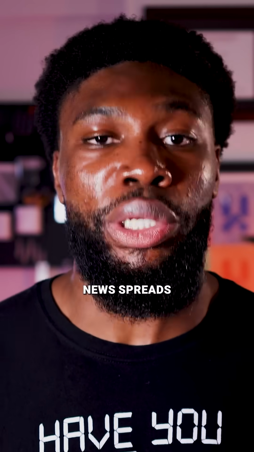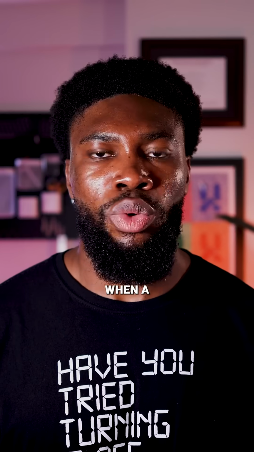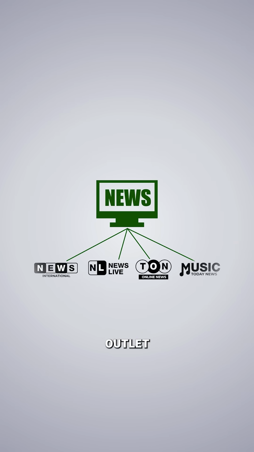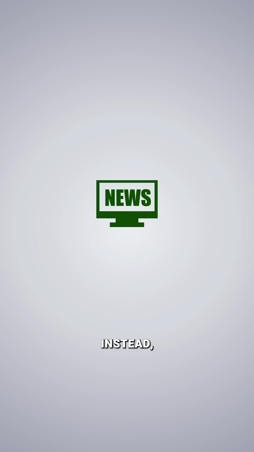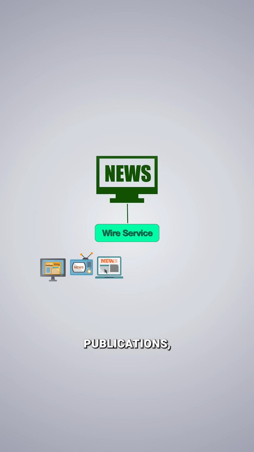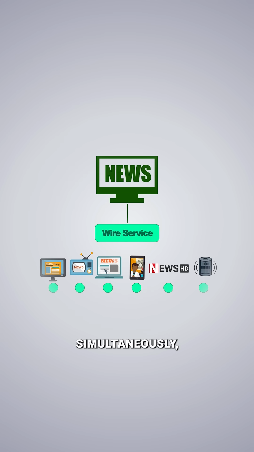Think about how breaking news spreads in a modern media landscape. When a major event occurs, the original source doesn't call each news outlet individually to share the story. Instead, the news breaks on a wire service or press release, and within seconds, it propagates everywhere. Traditional TV stations, radio stations, online publications, social media platforms, news apps, and even your smart speaker. Every channel receives the same information simultaneously, then handles it according to its own style and audience.